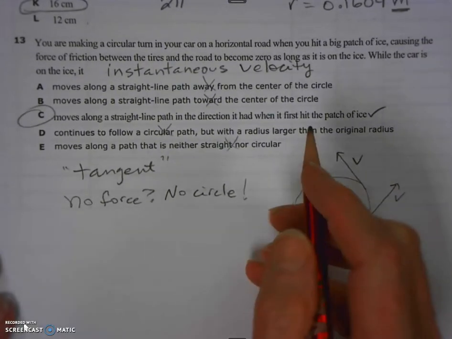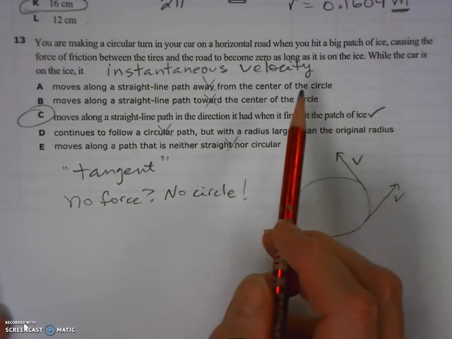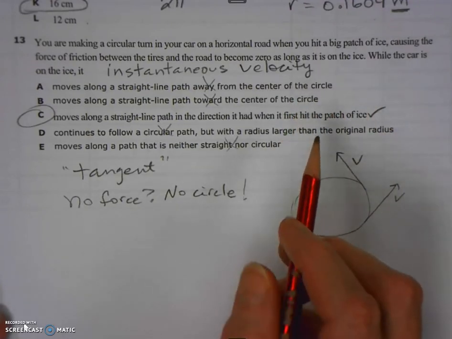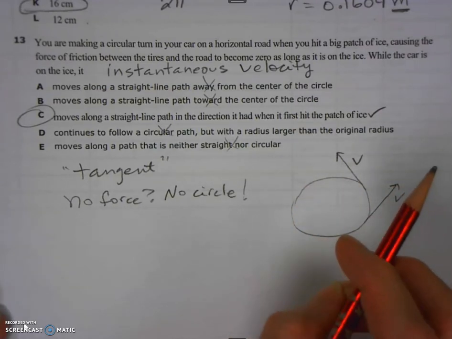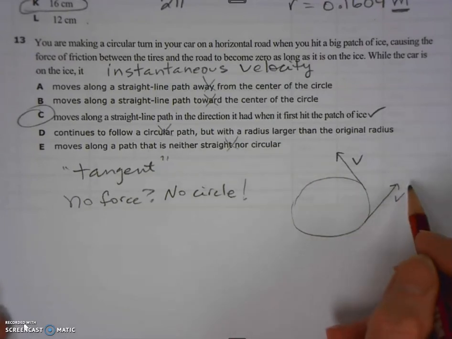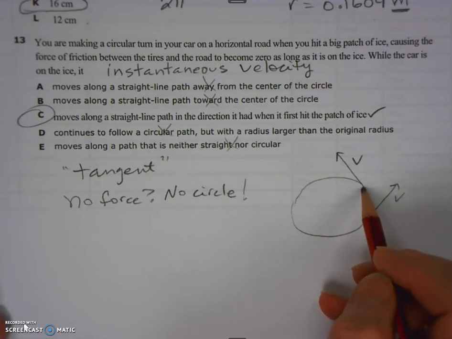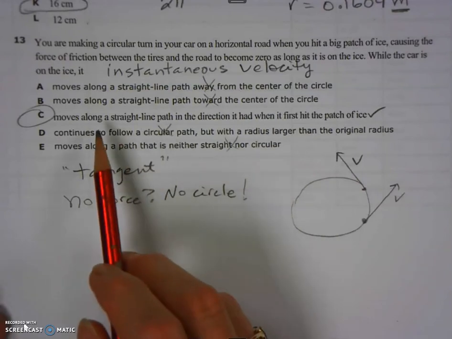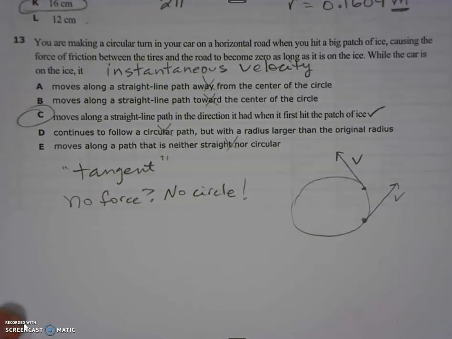Here you are. Imagine that you're driving on ice. So you've been trying to make a circle. You've been successfully making a circle, and all of a sudden you hit the big patch of ice. That causes the force of friction to become 0. So what that means is there's 0 centripetal force. If you have no force inward toward the center of the circle, you have no circle. So you're going to go flying off in straight line motion, tangent to the circle. In other words, in the direction you were headed at the moment that you hit the ice. So if you hit the ice here, you go that way. If you hit the ice here, you go that way. So the choice that's correct is moves along a straight line path in the direction it had when it first hit the patch of ice.